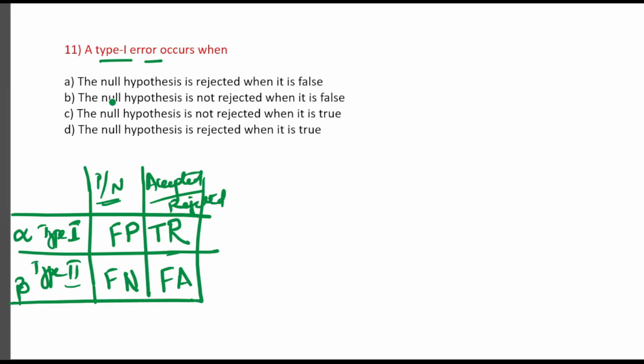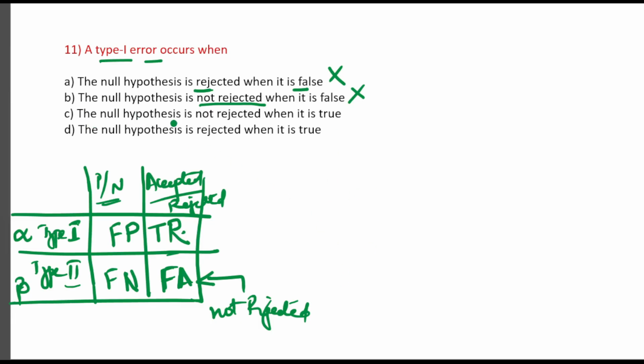let us see the options. Option A, they gave that the null hypothesis is rejected when it is false. Is it possible? Rejected when it is false is wrong. So this is not the answer. B. The null hypothesis is not rejected when it is false. Not rejected implies it is accepted. Accepted when it is false is this box. So this should be a type 2 error, not a type 1 error. So even this is not the answer for this question.